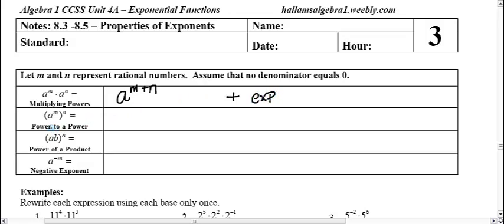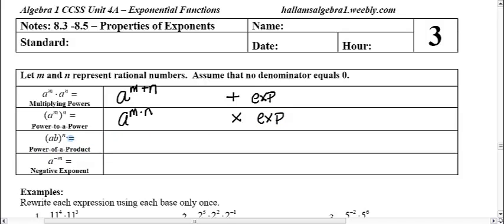Now if we look at power to a power, we've got some base, and it can be raised to a power or not. Power of 1 or power of 10, 6, 5, doesn't matter. And it's raised to another power. To simplify this, we're going to take that base, and these exponents are going to be multiplied. So m times n. Power to a power means that we multiply exponents.